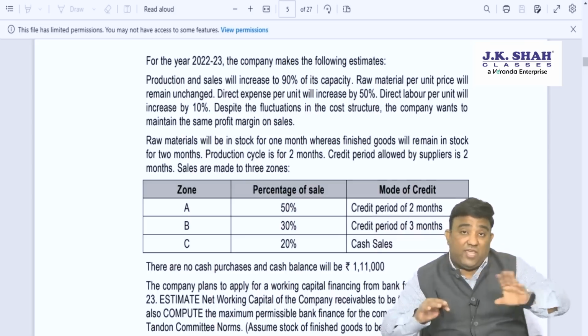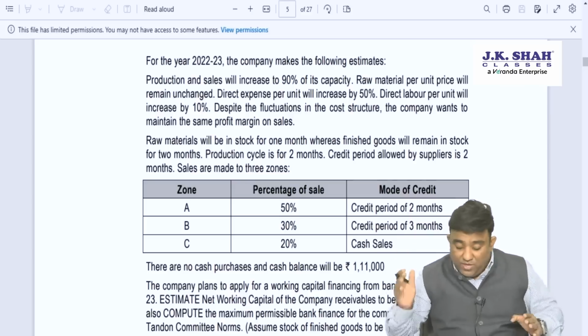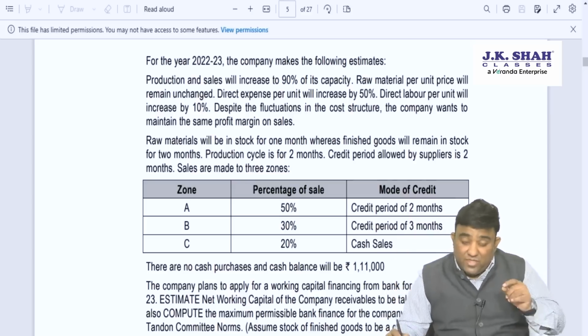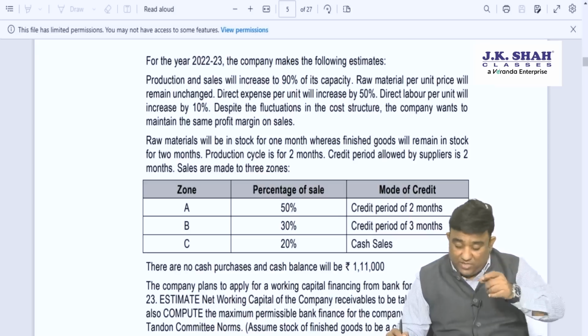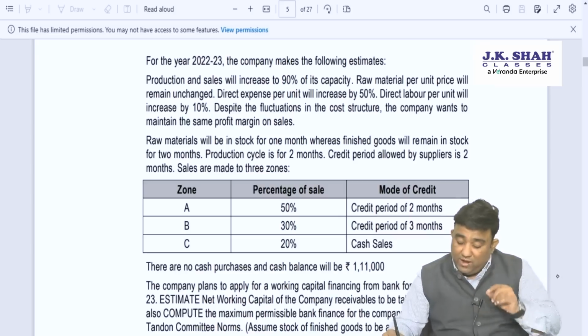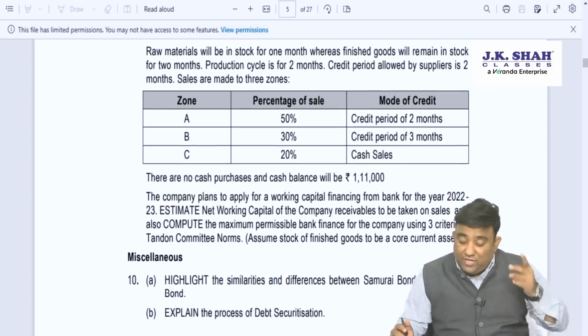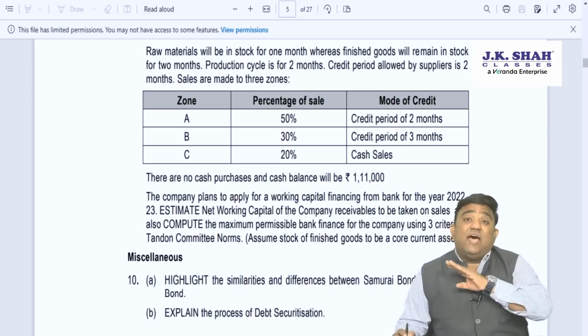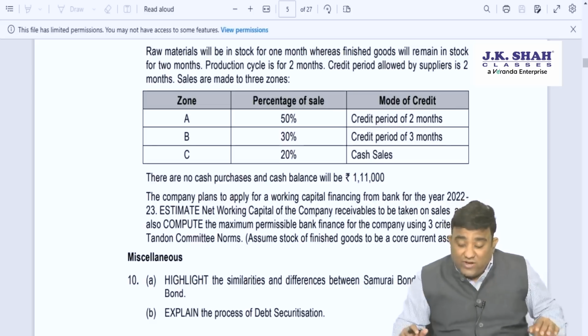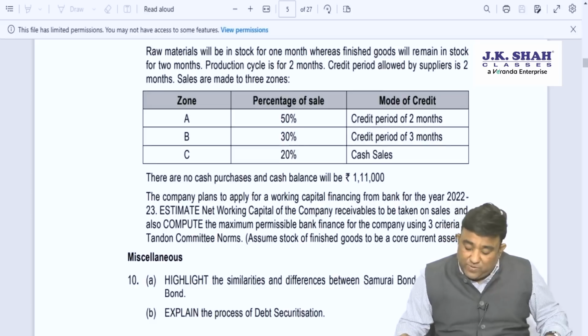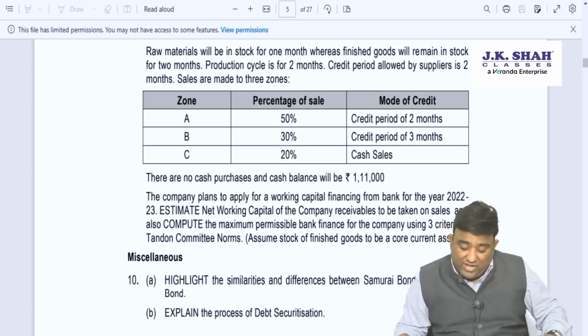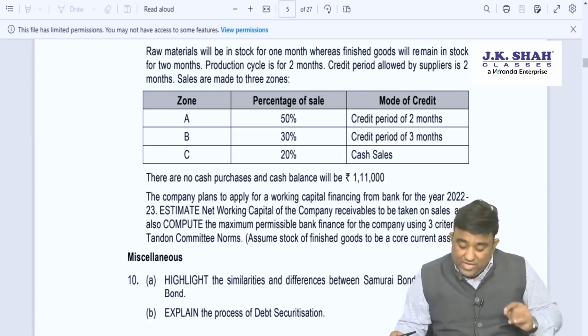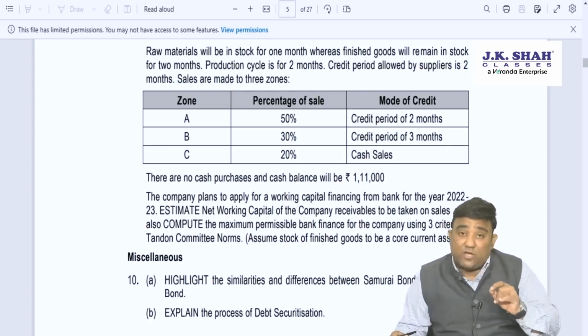Sales are made in 3 different areas, A zone, B zone, and Z zone, that is C zone, and the percentage of selling price is 50%, 30%, 20% of the total sales. The mode of credit for zone A is 2 months, for zone B it is 3 months, and zone C, that is 20%, is absolutely cash sales, which is not in our coverage. Forget it. There is no cash purchase and the cash balance will be 1,11,000, directly given. The company plans for a working capital investment from the bank for the year 22-23, that is next year. Estimate the net working capital of the company, with receivables to be taken on sales.